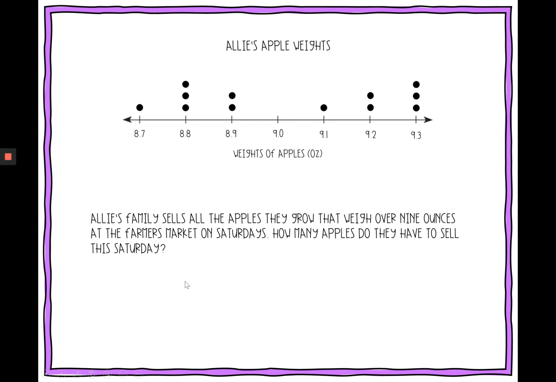Now that we have our dot plot, let's look at this question. Allie's family sells the apples they grow that weigh over 9 ounces at the farmer's market on Saturdays. How many apples do they have to sell this Saturday? So more than 9 ounces, that's going to be these ones over here. 1 plus 2 plus 3 equals a total of 6 apples that they have to sell on Saturday.